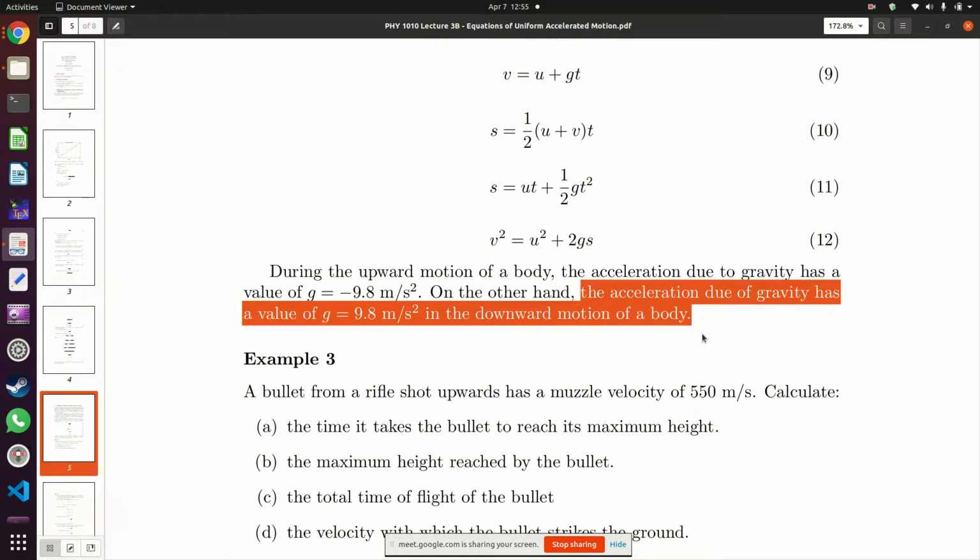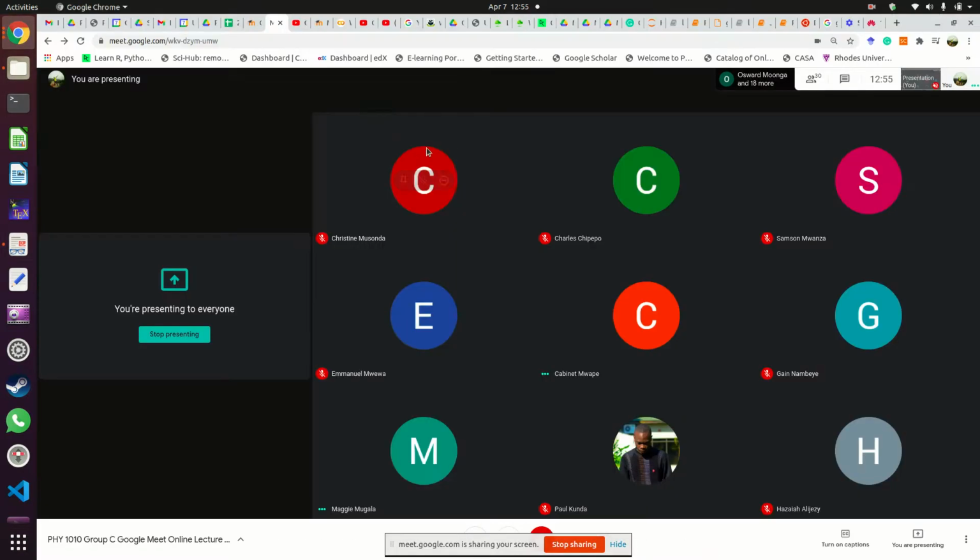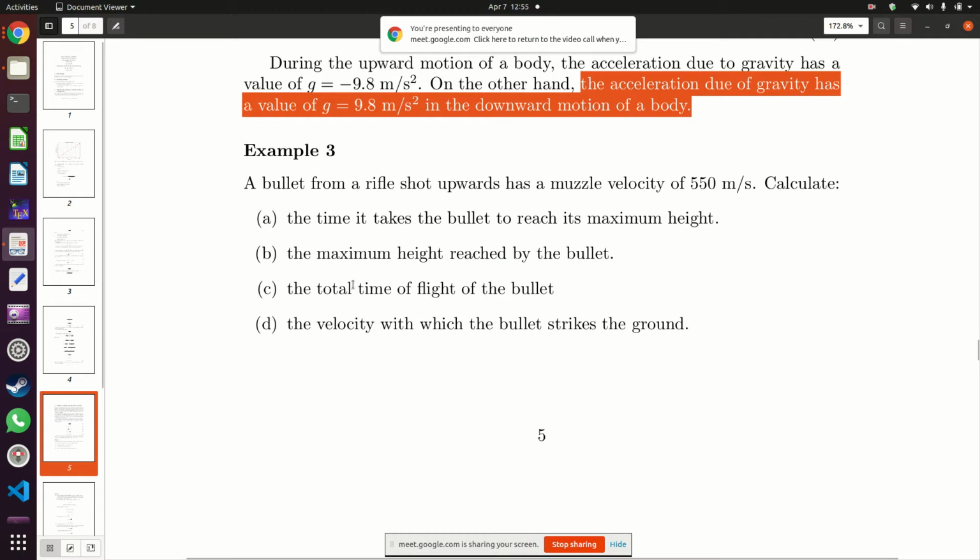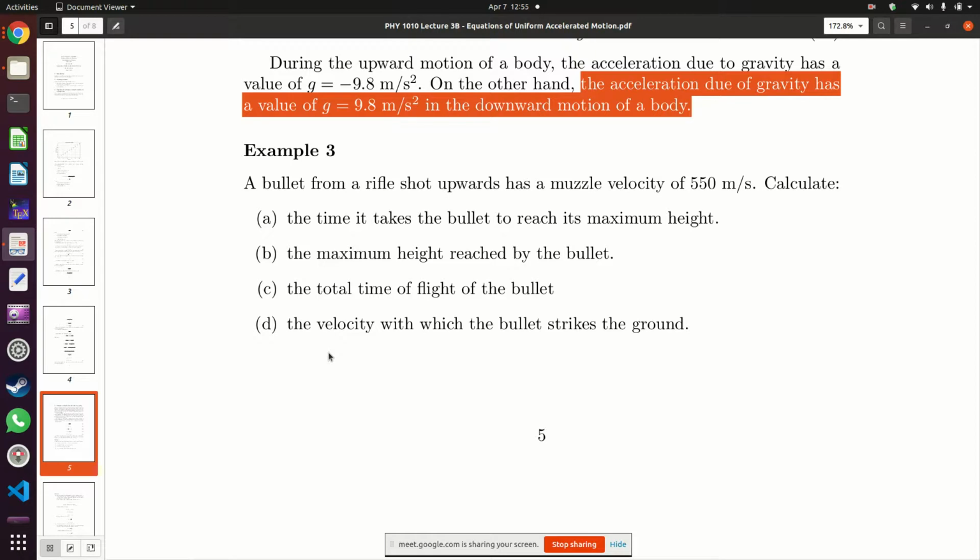Any questions? No questions. It's clear. All right. So I'm going to look at an example. In this case, yes. What's the question?